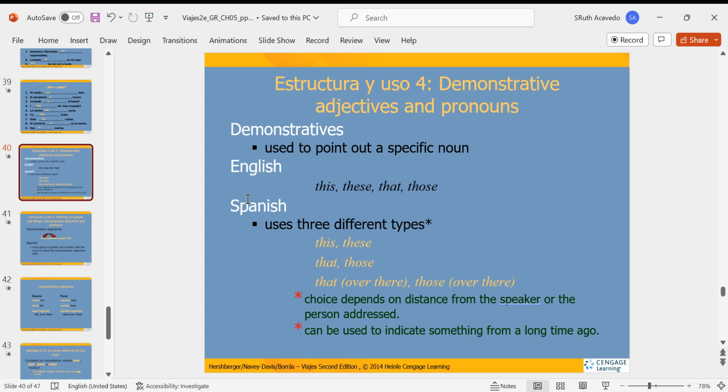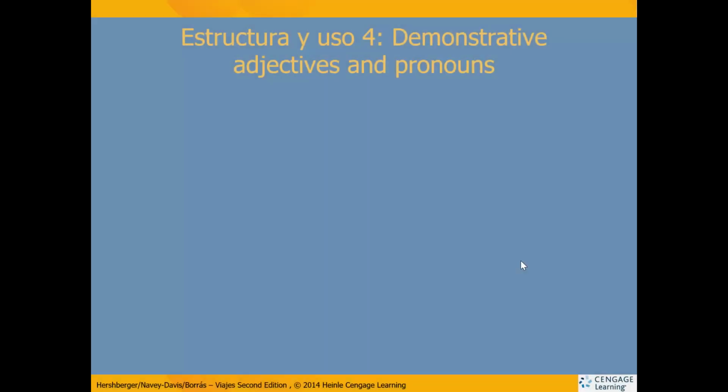Este, ese, or aquel, which in English translate to this, that, or that over there. The choice depends on the distance from the speaker or the person addressed. So we choose this to refer to something closer to me, right? You choose that if it's a little farther from the speaker, or you can use that one over there when you're referring to something very far away from the speaker. So again, they can indicate something from a long time ago.